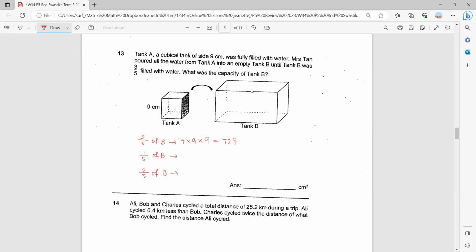So we will do this. 729 divided by 3 is 243. Then 243 times 5 is 1215. Do your working. 1215.